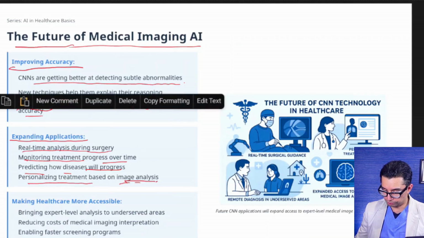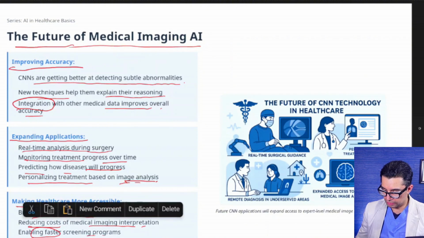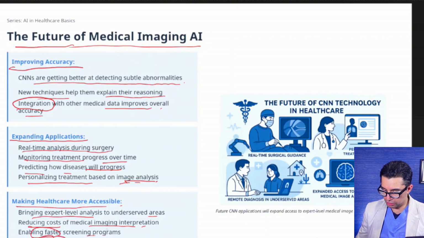This will, of course, make healthcare more accessible, bringing expert-level analysis to underserved areas, reducing costs of medical imaging interpretation, enabling faster screening programs, and supporting less experienced healthcare providers and communities.